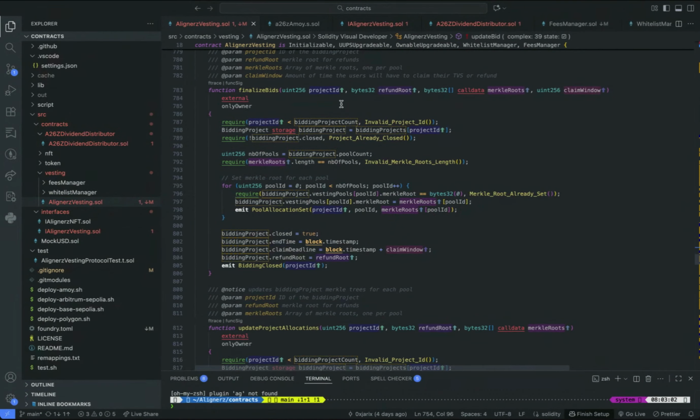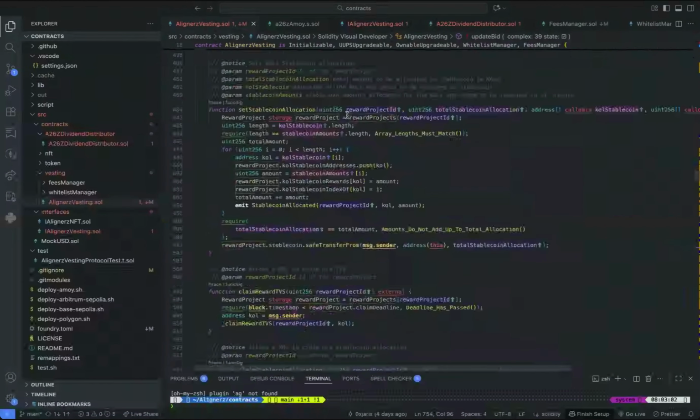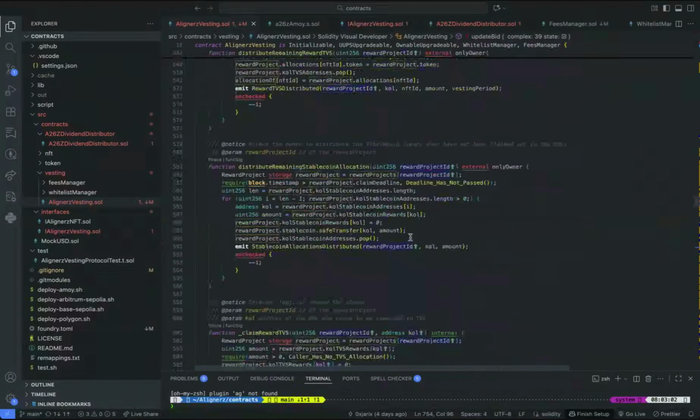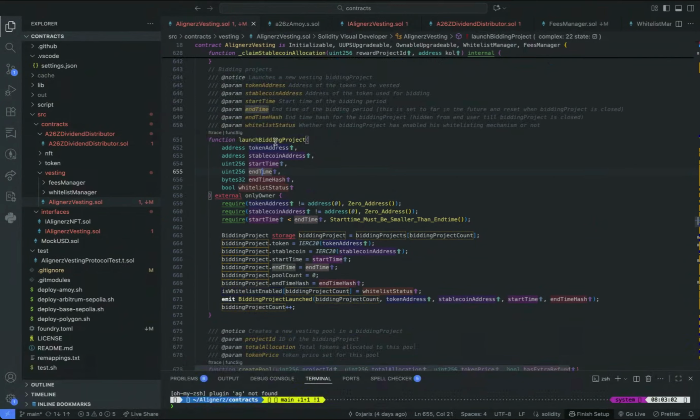Okay, so one small thing. In order for the users not to game the bidding, as we say, the end time value inputted during launch bidding project is a certain value so big that it doesn't even matter. Like it can be the year 2100 in seconds, of course, but it's a value so big that it will never be reached.